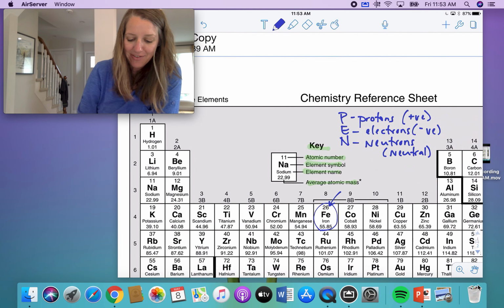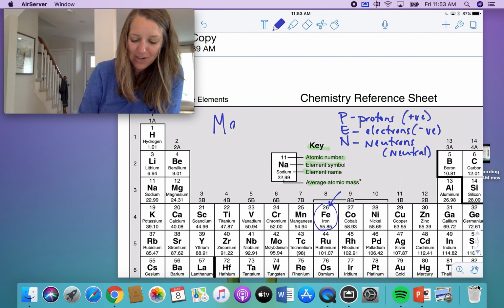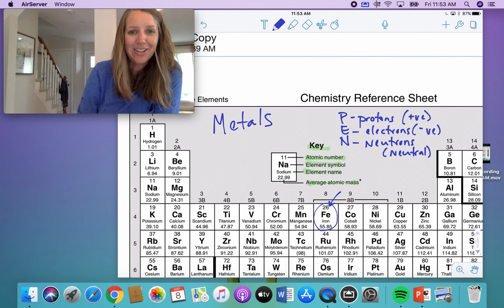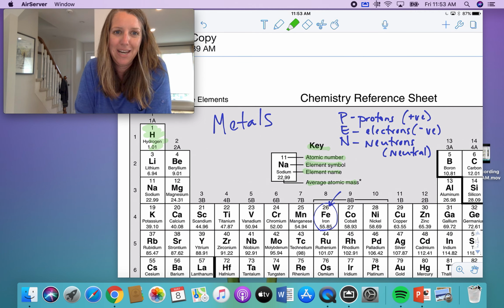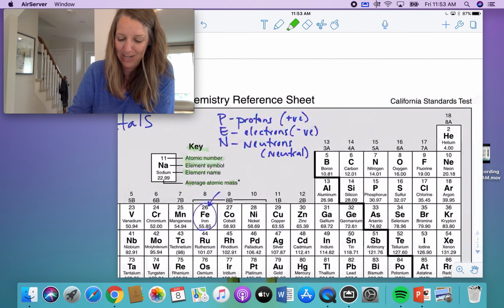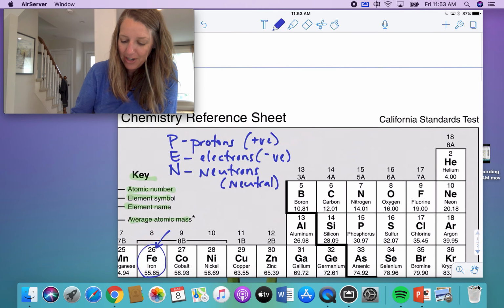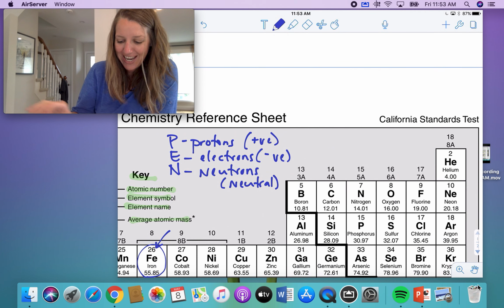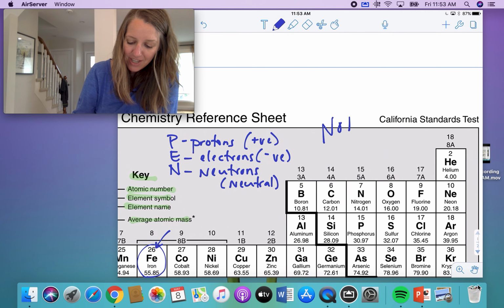You remember that everything on the left-hand side of the periodic table is a metal element, except for hydrogen, right? That's the one that is fitting here in the periodic table because it's element number 1, but really it belongs to the non-metal side of the periodic table. And over here across the staircase, on the right-hand side of the staircase, you have all your non-metals, okay?